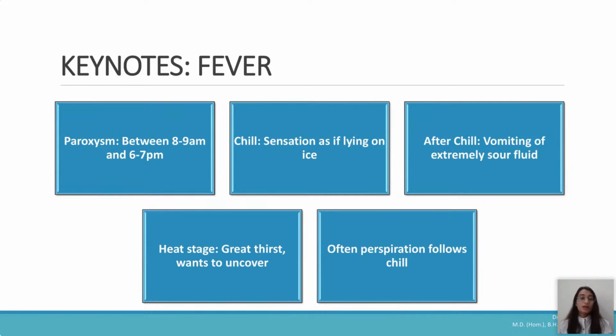The paroxysm between 8 to 9 a.m. in the morning and 6 to 7 p.m. in the evening. But yes, the general afternoon aggravation of 4 to 8 p.m. will be there. Chill sensation. There is a sensation as if he is lying on ice. That is the level of the chilliness. And as soon as the chill stage ends, there is vomiting of an extremely sour fluid.